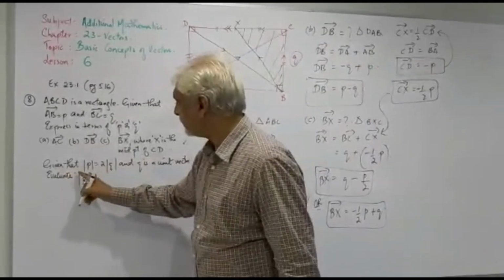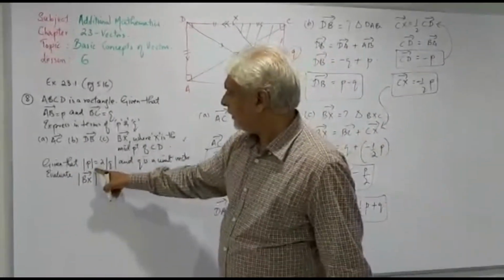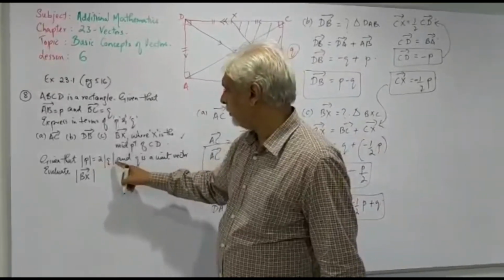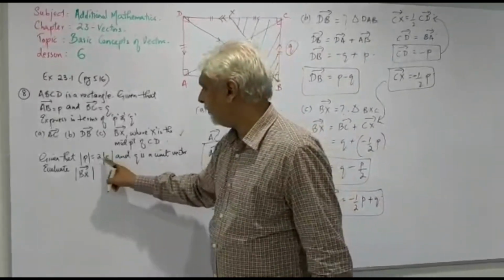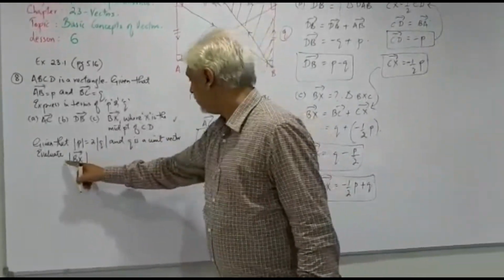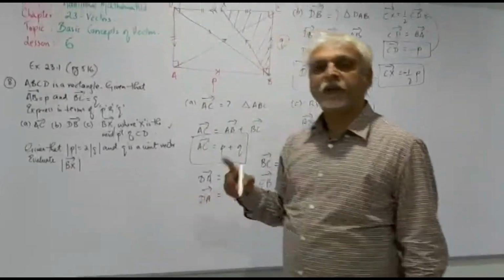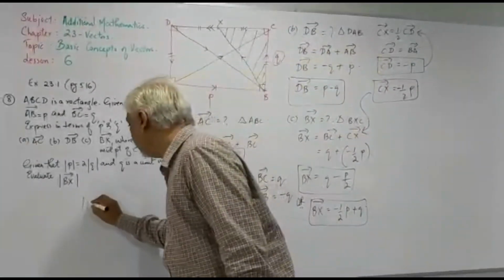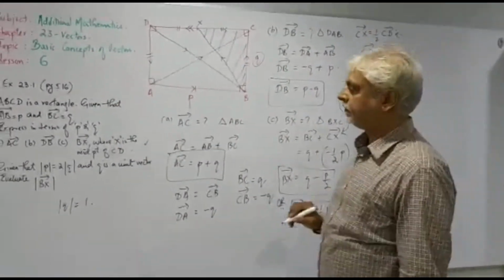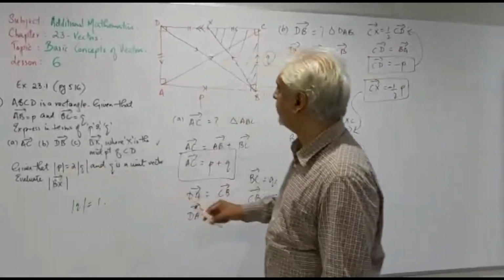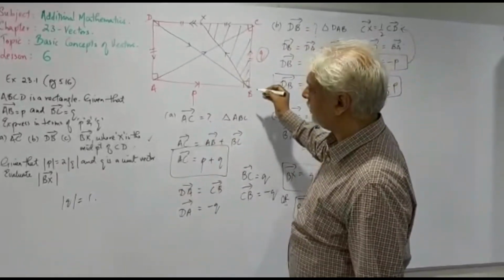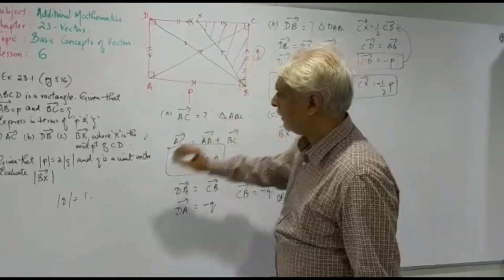Now let's move on to the next part. Given that P is equal to 2Q. Remember, we are doing unit vectors over here, and Q is a unit vector, so you have to evaluate Bx. Unit vector means 1, so we have Q is equal to 1, the unit vector. Now, when you are using the sign of modulus over here, it means using Pythagoras theorem. So using Pythagoras theorem to solve this triangle, because you are asked Bx.